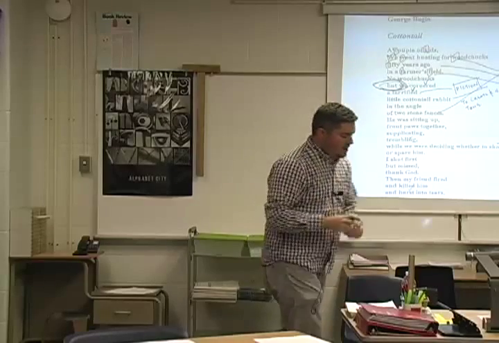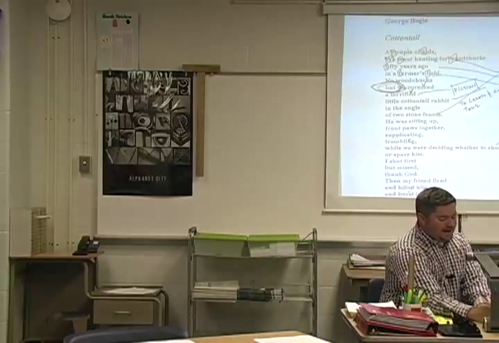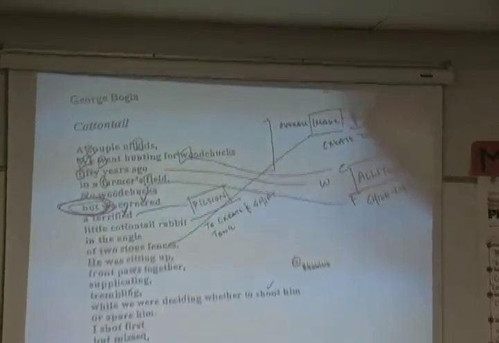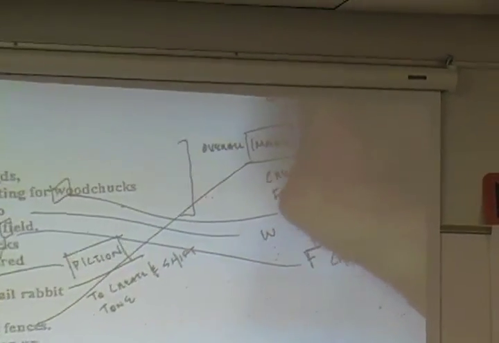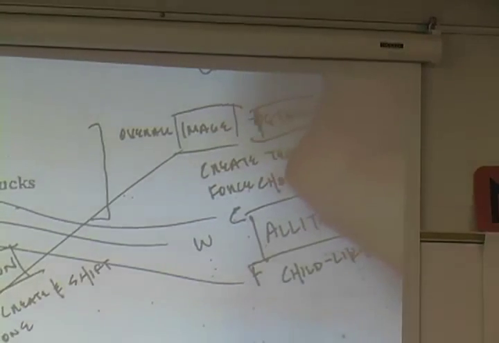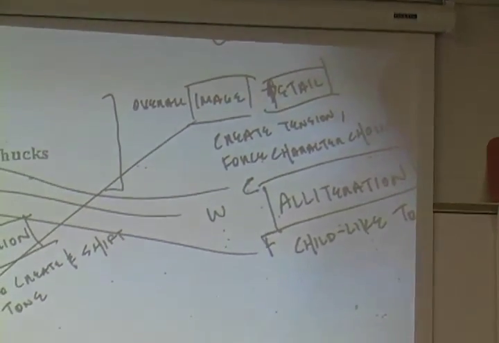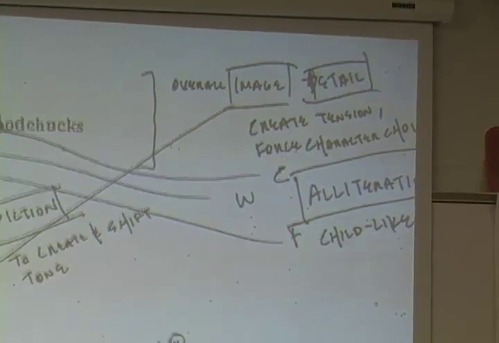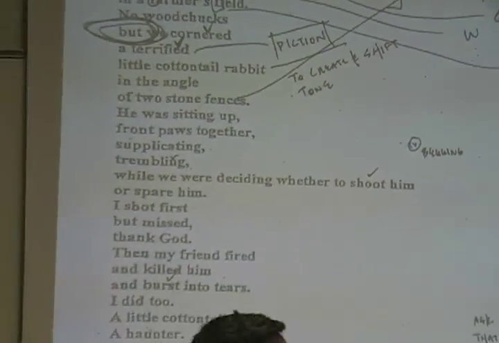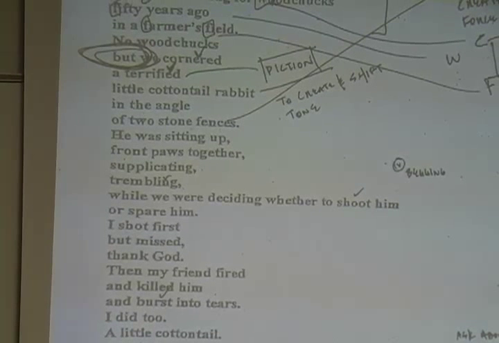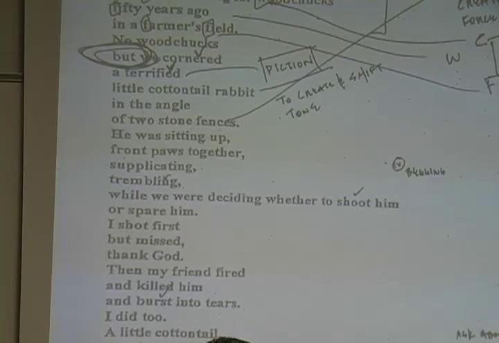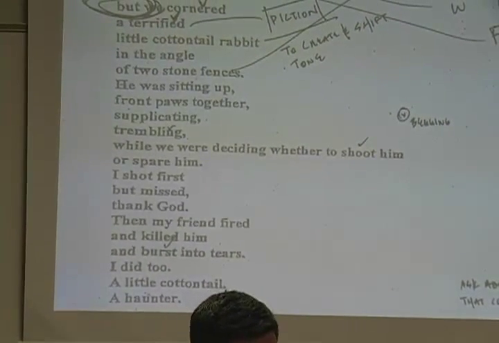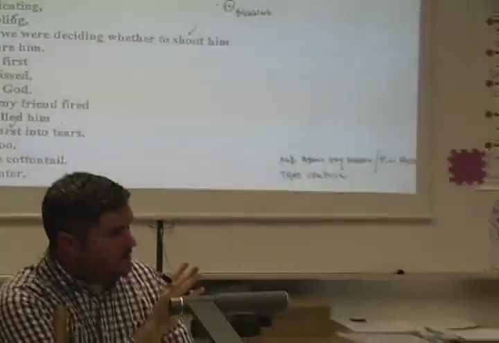There's no way. Right? So here we have details and images that I would say maybe create tension, maybe that force character choices. I don't know. He was sitting up, front paws together, supplicating, trembling, while we were deciding whether to shoot him or spare him. Notice anything about that part of the poem? Yeah, he's in a state of submissiveness. Say again? He's in a state of submissiveness.